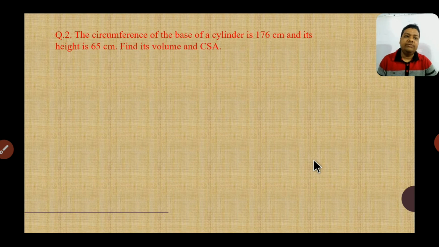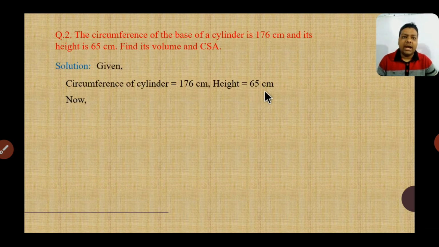let's see this question here also. Here the circumference of the base of a cylinder is 176 centimeter. It is the circumference and its height is 65 centimeter. We have to find the volume and the CSA. Let's see how. At first, circumference given. What is 176? Height 65.